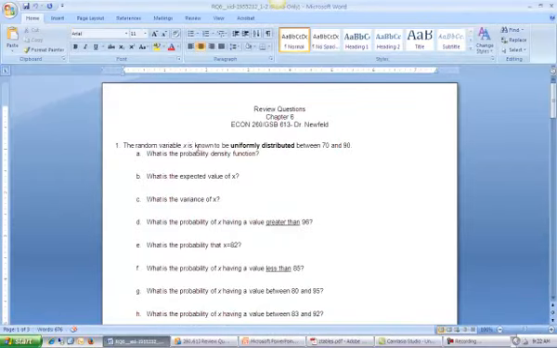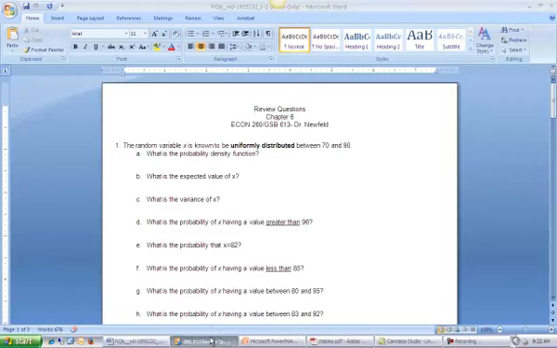A random variable is known to be uniformly distributed between 70 and 90. So your minimum value is 70, that's going to be your A. Your maximum value is 90, that is going to be your B. What is the probability density function? In other words, the first thing it wants us to do is write out that probability formula.